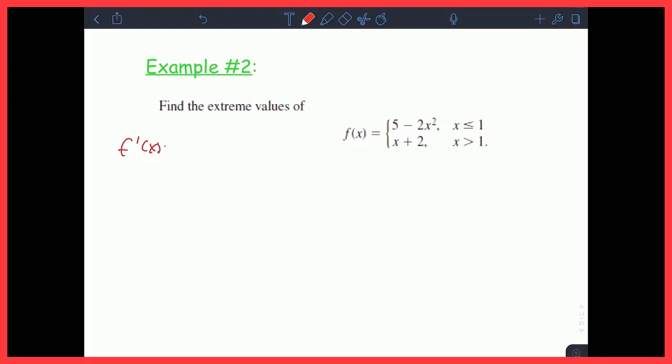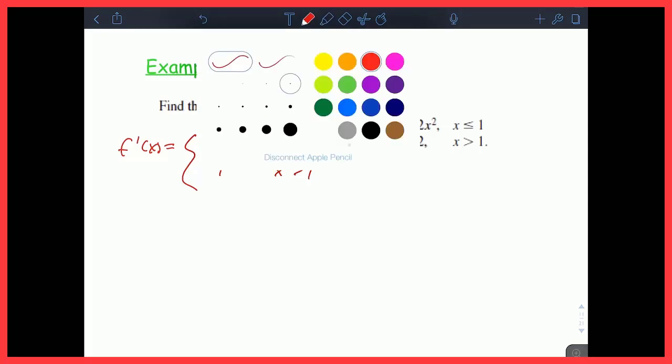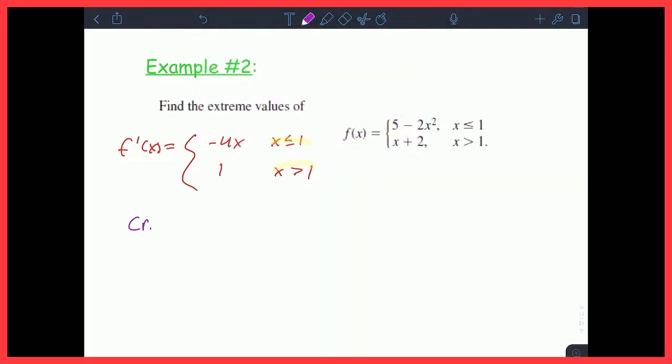F prime of x is equal to, the derivative of the top piece is negative 4x when x is less than or equal to 1, and the derivative of the bottom piece is 1 when x is greater than 1. So right off the bat, I bet there's going to be a value at which the function's derivative is not continuous, and I think that value is going to be 1. All right, so let's populate a list of critical points. Okay, two things I have to check.